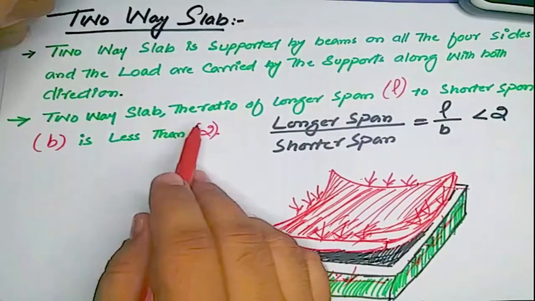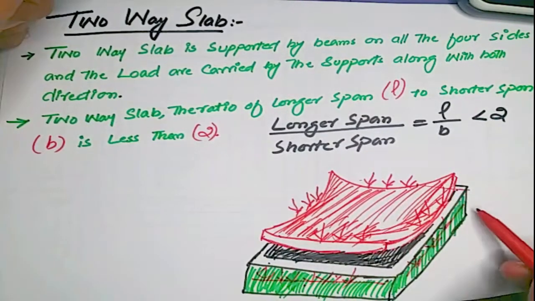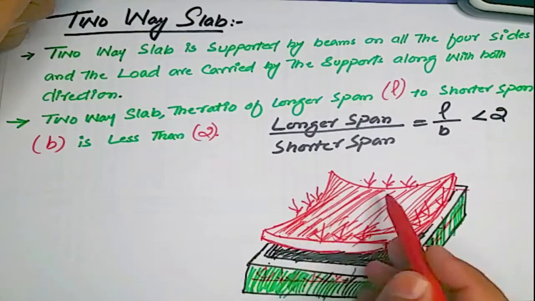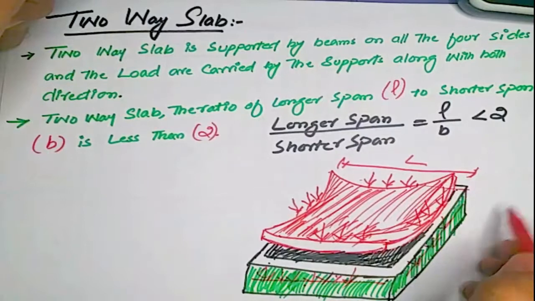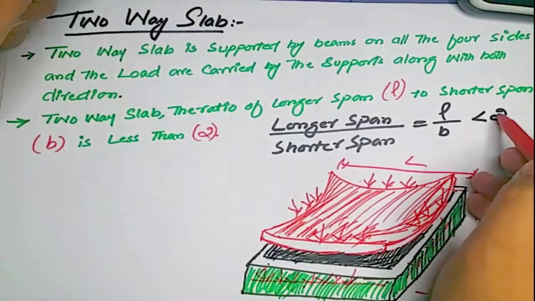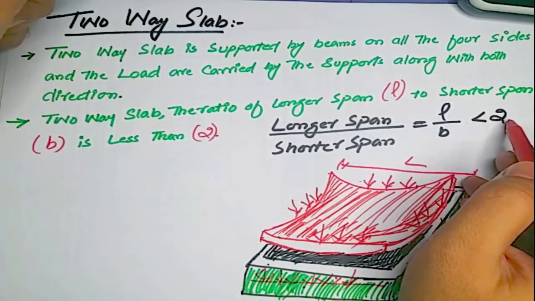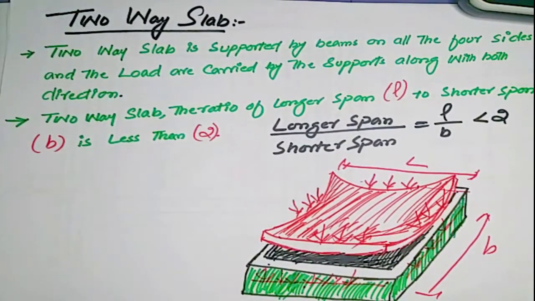For a two-way slab, let's suppose this is the longer span and this one is the shorter span. The ratio between the longer span and the shorter span is less than 2. This is called a two-way slab.